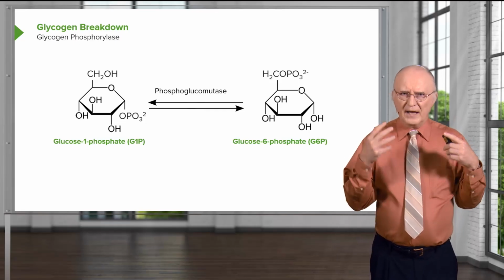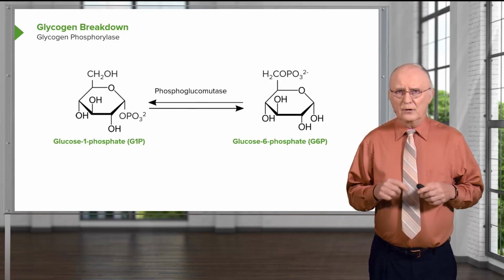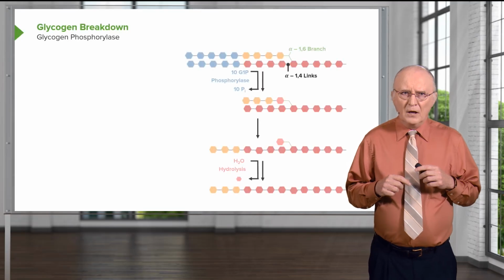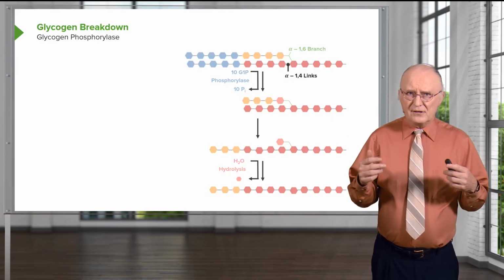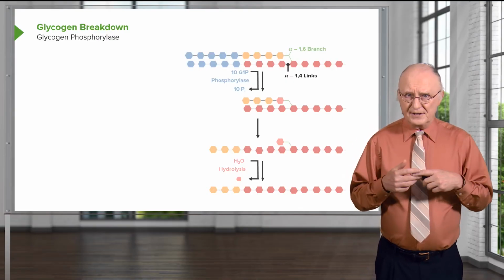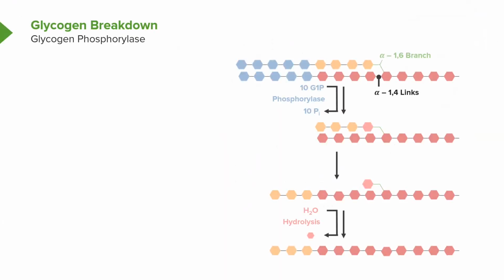Cells use whatever they have available to them to do things as efficiently as possible, and this is a very good example. Now, glycogen breakdown proceeds, as I said, by the action of glycogen phosphorylase working from the ends. And I also noted that glycogen is a very branched molecule.